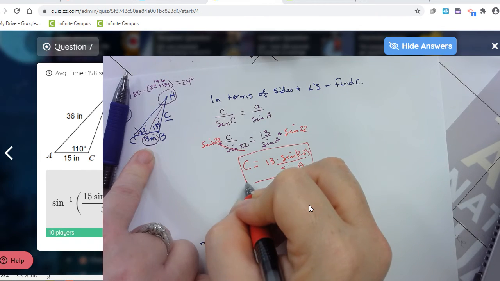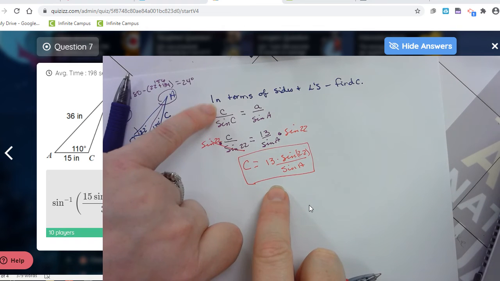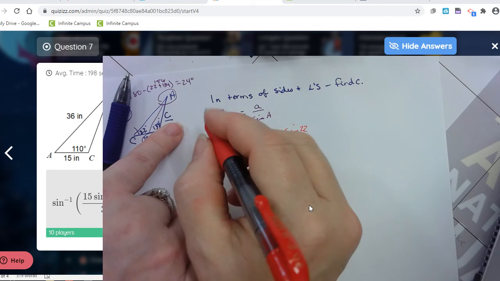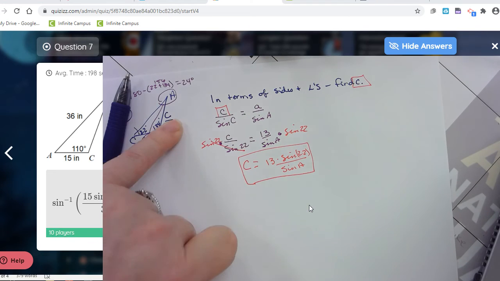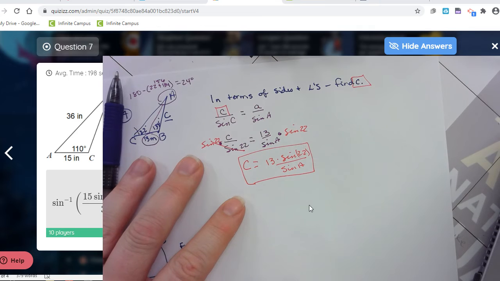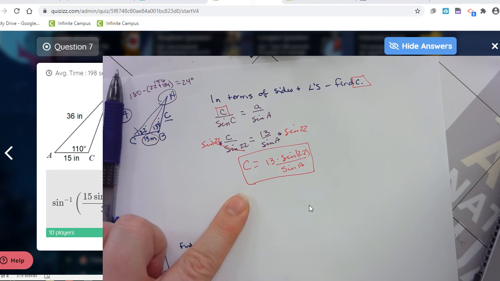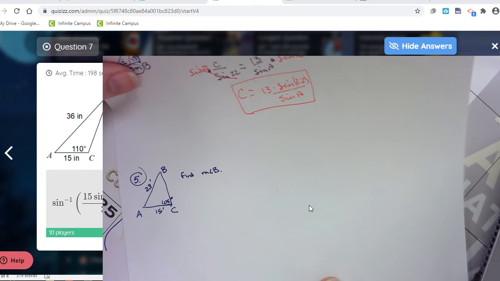Again, if you will put what you're trying to solve for on the top, which is the side in this case, I put that C on the top, and it said find C, so that's going to make it work out much faster. Very short. All I had to do was 1 step to solve. Okay, let's go on, look at number 5.